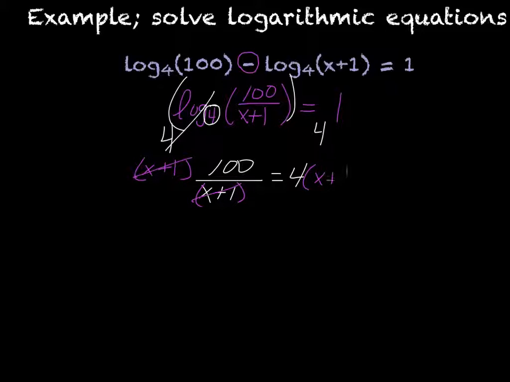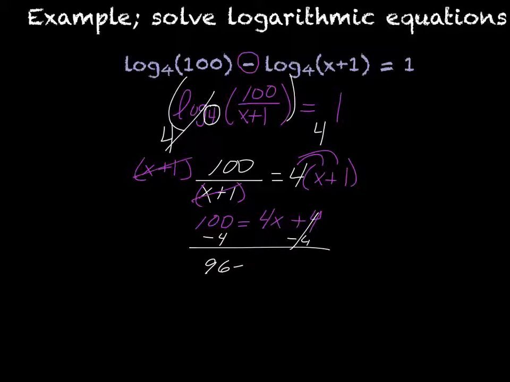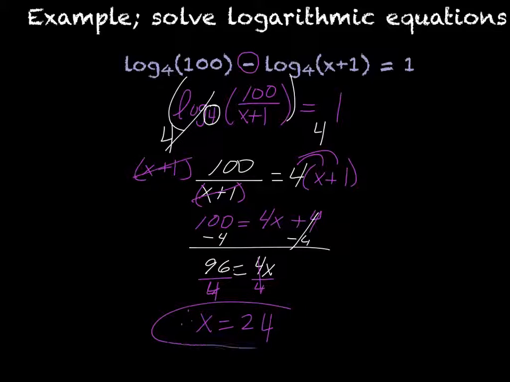multiply by x plus 1, and I have 100 equals 4x plus 4. And now I solve. So I'm going to subtract the 4 minus 4. And I have 100 minus 4, which is 96, equals 4x. Then I want to divide by the 4 so I can solve for the x. And x equals 24. And that is your final answer. And then you can plug it back in, make sure it works, and it does work.